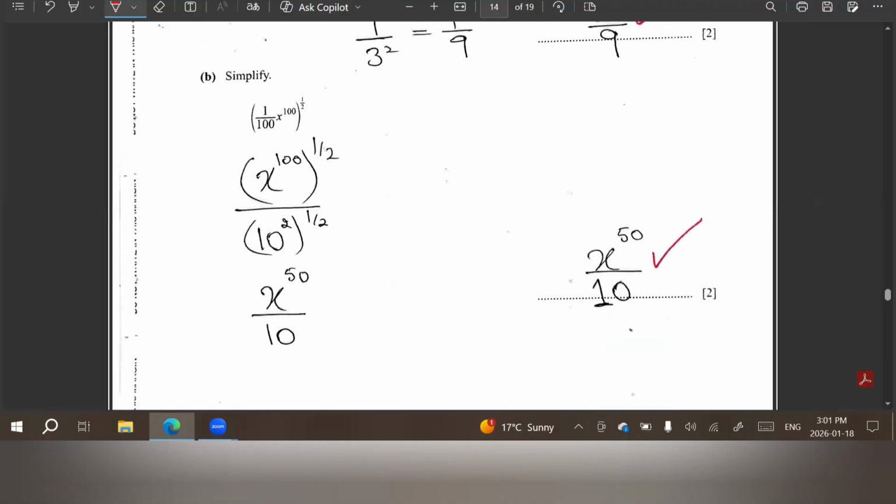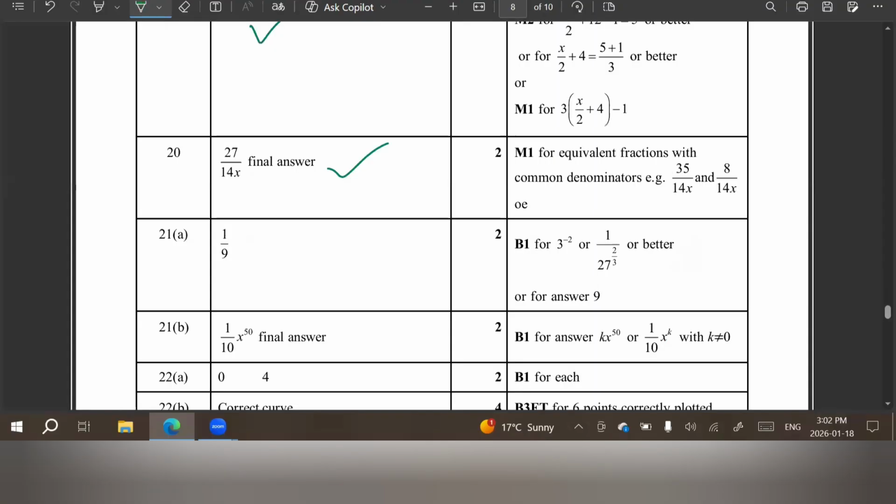So when this 100 will multiply with 1 by 2, the power of the power multiplies with each other. So you will have x raised to power 50. And 100 can be written as 10 square, so this 2 and 2 will be cancelled. We are left with the 10. So this is x raised to power 50 divided by 10. So this is how this is done. Okay. So I think that answers are right, sir. This is the answer.